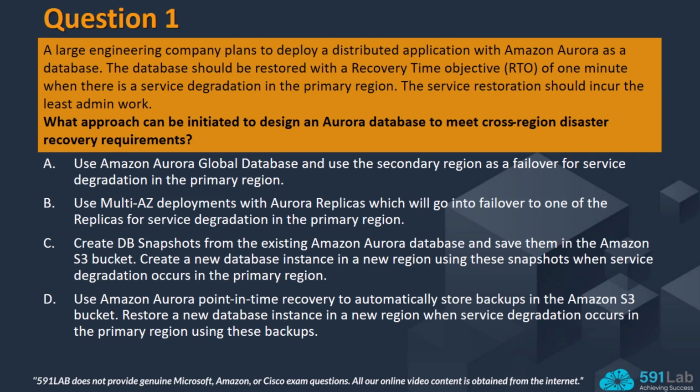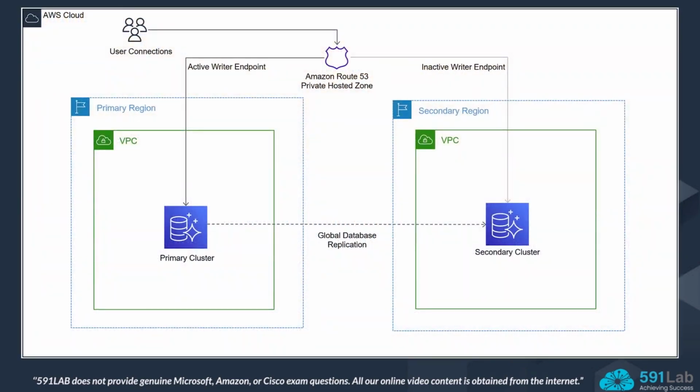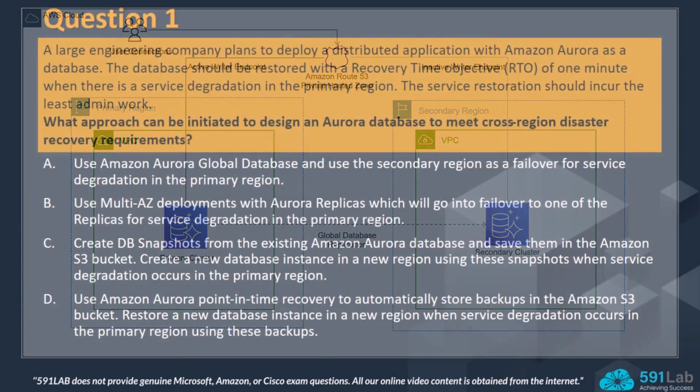Let's evaluate each option. Option A. Amazon Aurora Global Database and use the secondary region as a failover for service degradation in the primary region. Amazon Aurora Global Database allows you to create a read replica in a secondary region in the event of service degradation in the primary region. You can promote the read replica in the secondary region to become the new primary. This approach provides automatic failover to the secondary region with minimal administrative work. This seems to be the correct answer, but let's discuss the available choices as well.